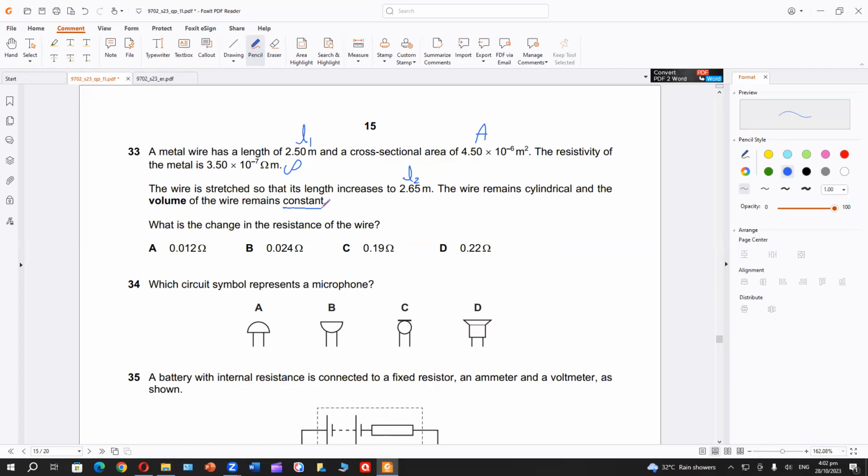Resistivity is a constant, no doubt, because the temperature is not changing. Now, how can I get resistance in this case? I have a concept for resistance, but I do not know the area. The point is how I will get the area. And he is giving me the word cylindrical. Resistance is proportional to length. Resistance is proportional to 1 upon area. But without the new area, he says, what is the change in the resistance of the wire? He's talking about delta R.